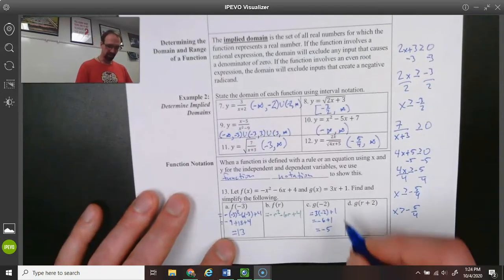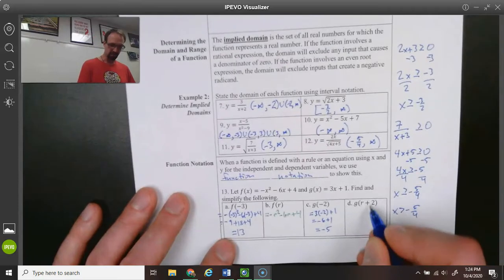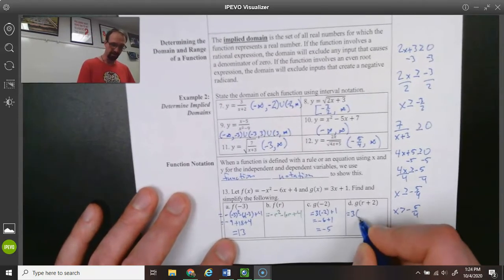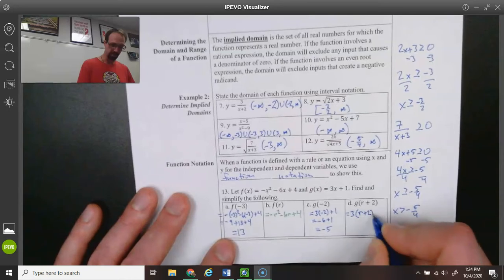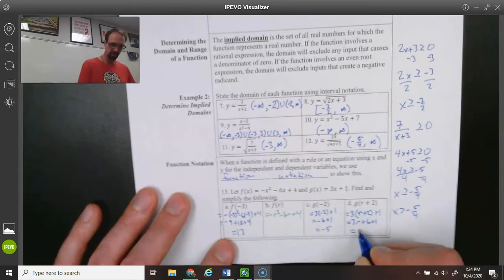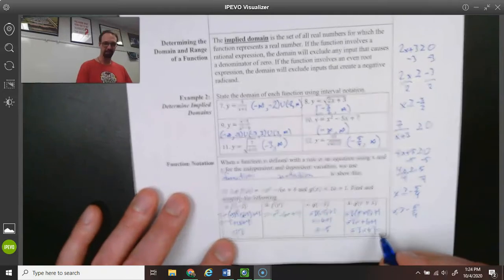This one, g of r plus 2, means that wherever you see an x, you plug in exactly what's here. A good thing to remember is that if there are parentheses, then you need to have parentheses here as well. So this is going to be parentheses r plus 2 and then plus 1. That's going to be 3r plus 6 plus 1, or 3r plus 7.